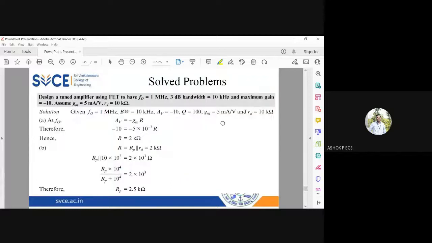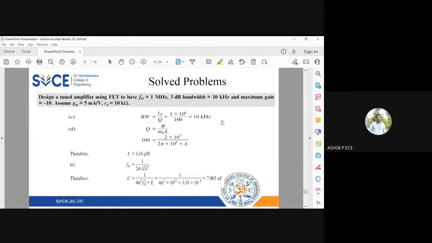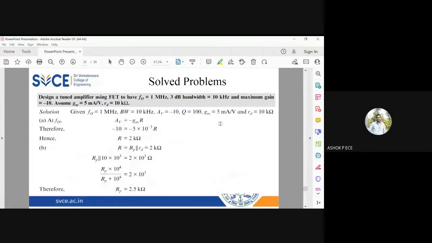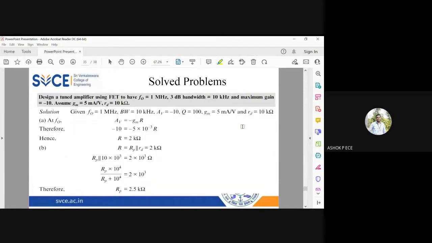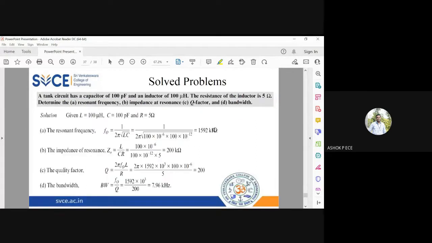Now we'll just see some sample problems in tuned amplifiers. So design a tuned amplifier. See, we don't have FET, we have only BJT. Whatever is in FET you can neglect. We'll go for the transistor-based tuned amplifier.